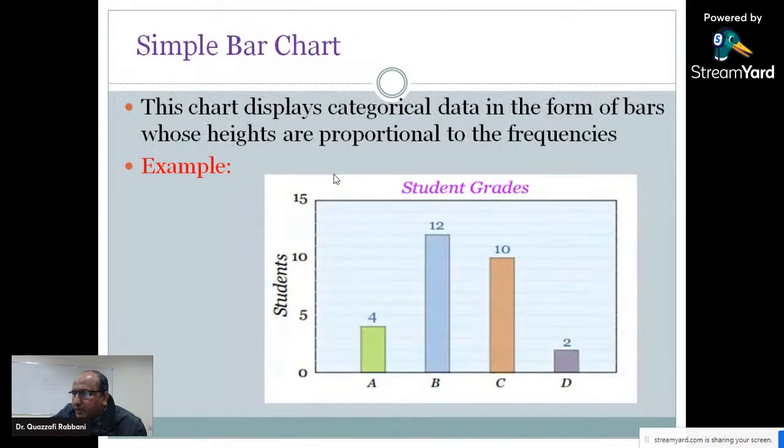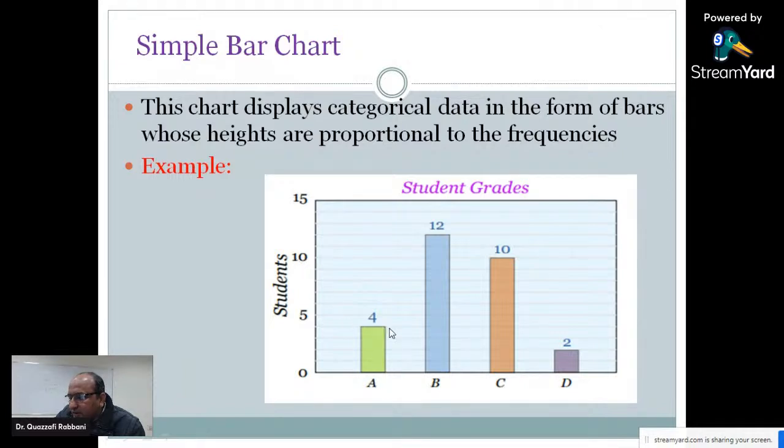Now the next example is the simple bar chart. A simple bar chart is always used for categorical data, that is, qualitative data. If you have qualitative data or categorical data, then always use a simple bar chart. Okay, so here also we have two axes, x-axis and y-axis. On the x-axis are the student grades. There are four grades: A, B, C, D, and on the y-axis the number of students.